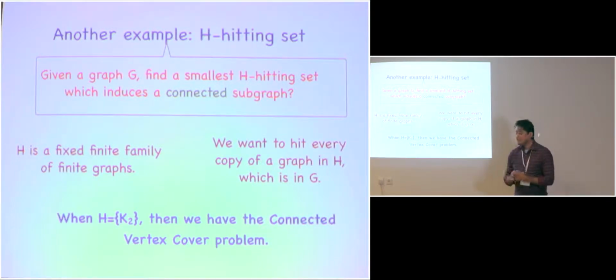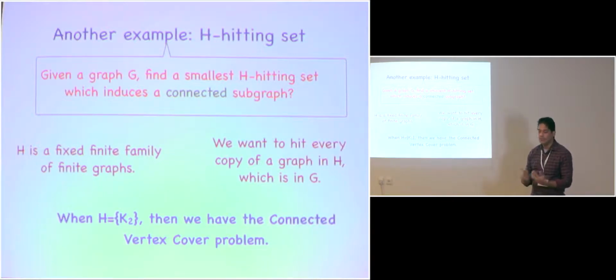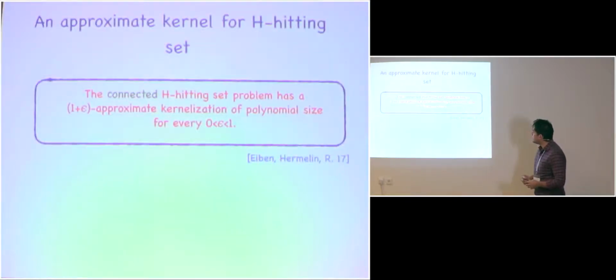Okay? Why is this a generalization of vertex cover? Because if you just set H to be the single edge, what you're asking is delete vertices such that there are no edges left. This is exactly vertex cover. And so what we've seen is an approximate kernel for connected H hitting set in this very special case. But this brings up the question, what about in more general case? What if it is not an edge? What if it is something more general? And it turns out that you can generalize pretty much the same argument to this more general problem.